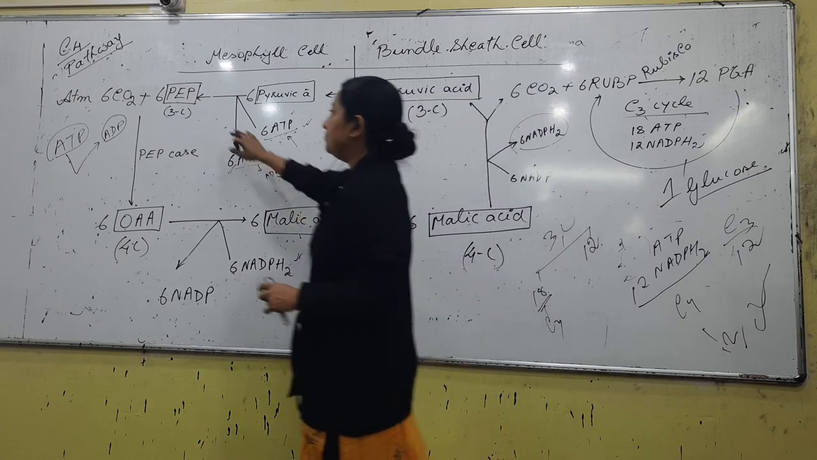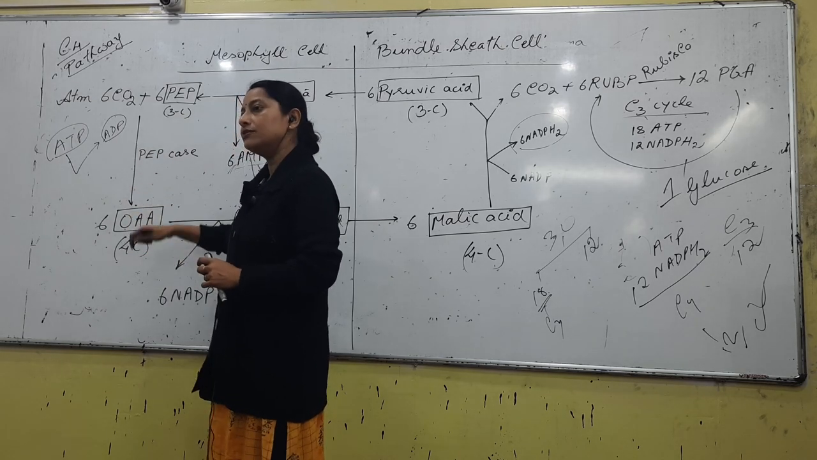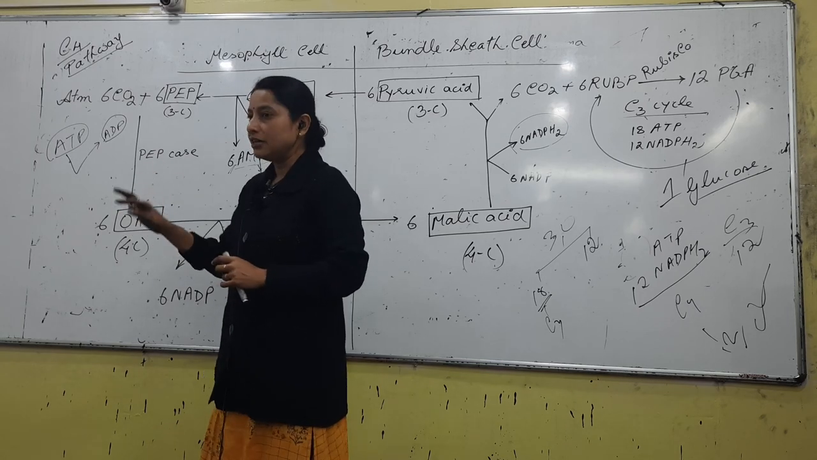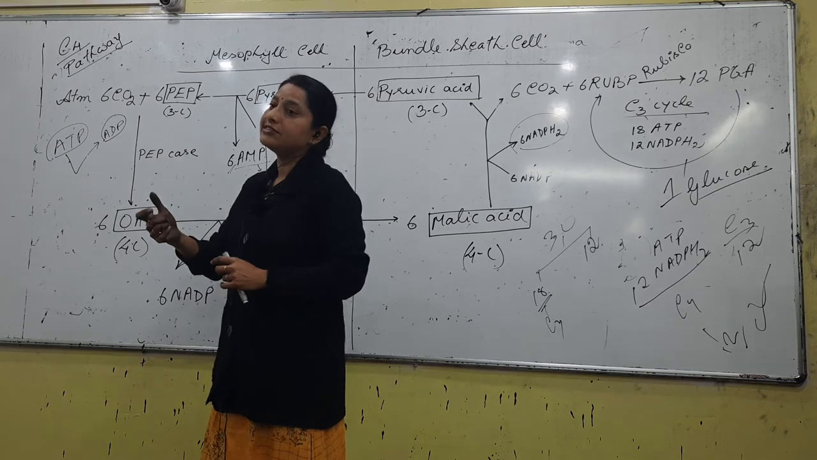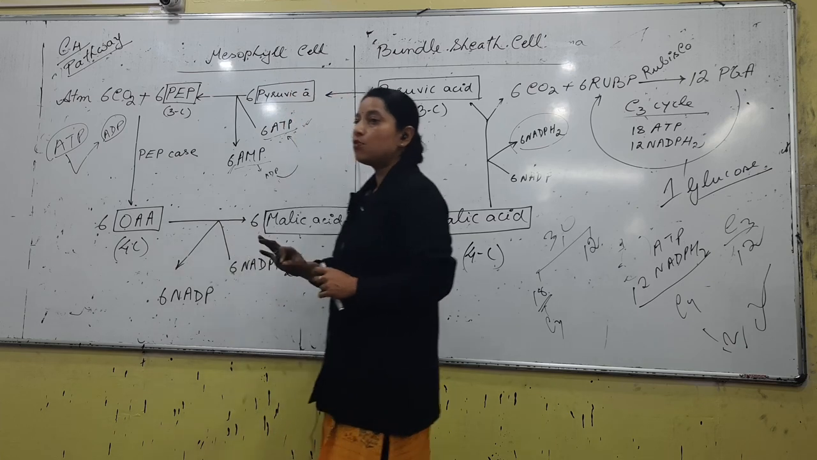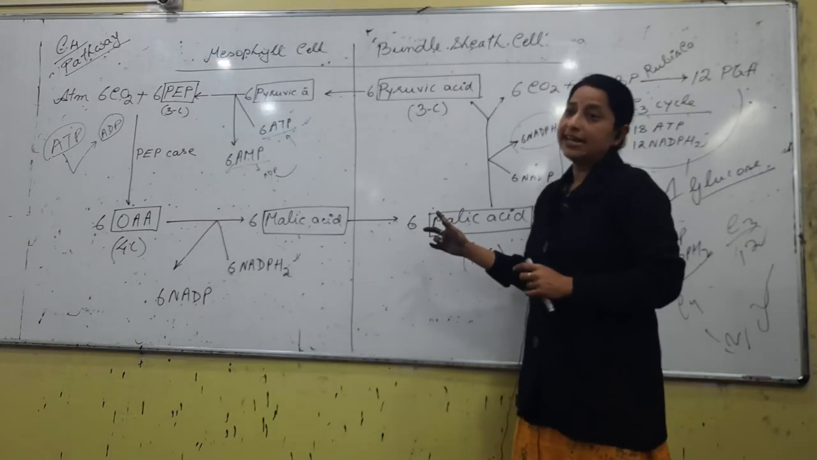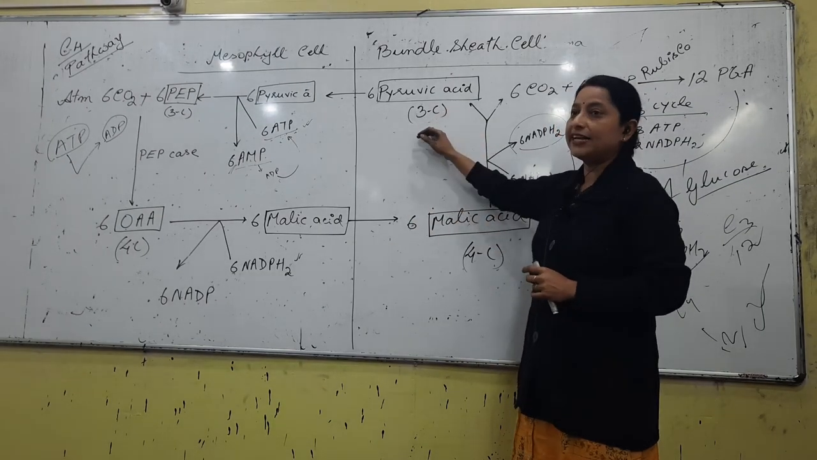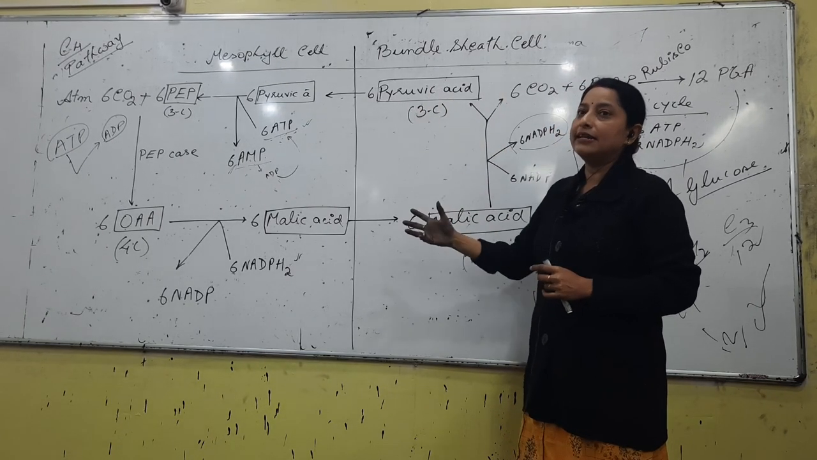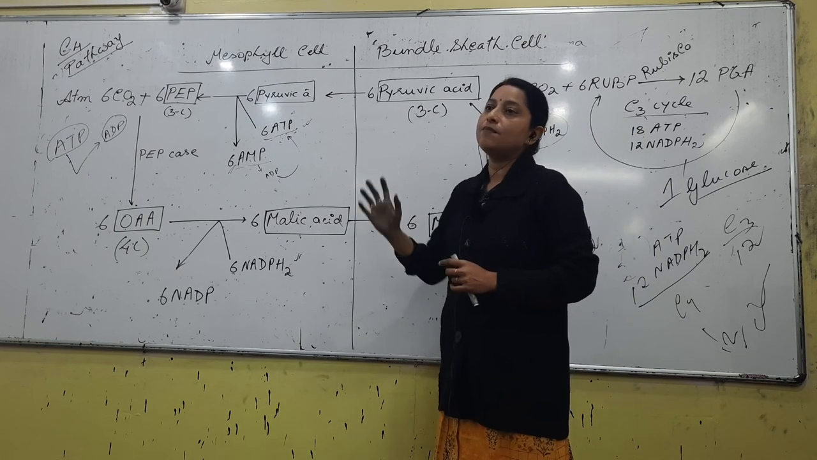How will you begin? PEP, first point, PEP, a 3 carbon compound. It forms a 4 carbon compound. Second point, oxaloacetic acid. Third point, oxaloacetic acid into malic acid into pyruvic acid. Fourth point, malic acid produced in mesophyll cell. Fifth point, malic acid transported to bundle sheath cell. Sixth point, what happened to malic acid in bundle sheath cell? Decarboxylation, right? After decarboxylation, malic acid formed what? It formed pyruvic acid. Pyruvic acid formed in bundle sheath, transported to mesophyll, worked as a regeneration factor for PEP.